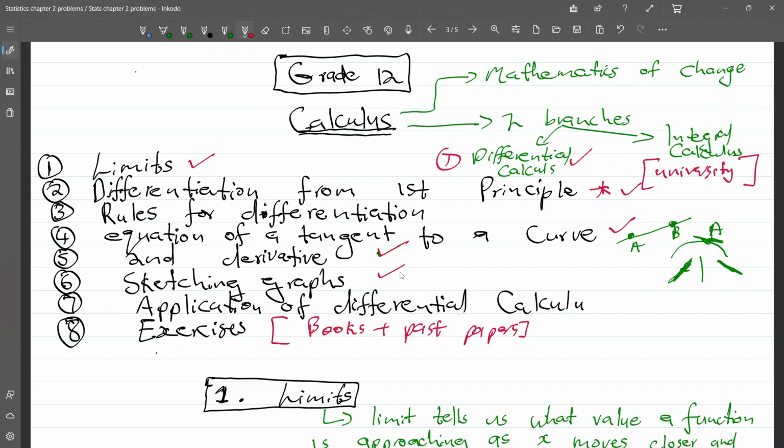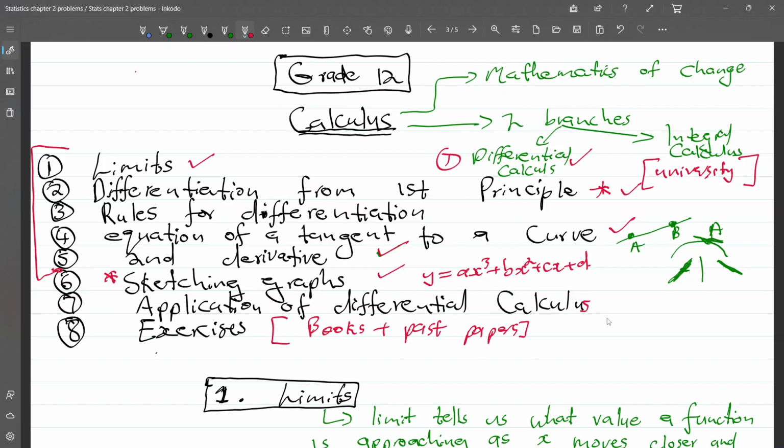Then you have graphs, where you'll be asked to sketch graphs of a given form, or you'll be given a graph and asked to find the formula. In order to sketch these graphs or find the equation of this function, you need to understand up until section 5. Then we have section number 7, which is the application of differential calculus.